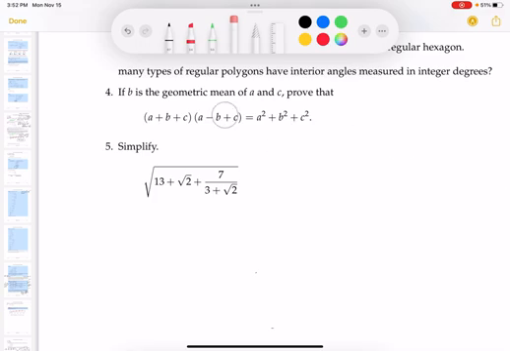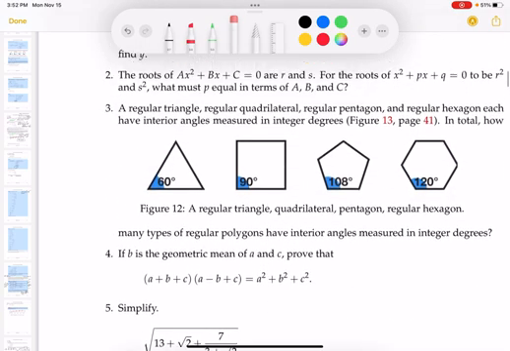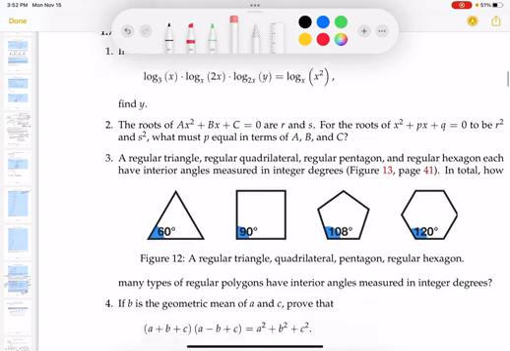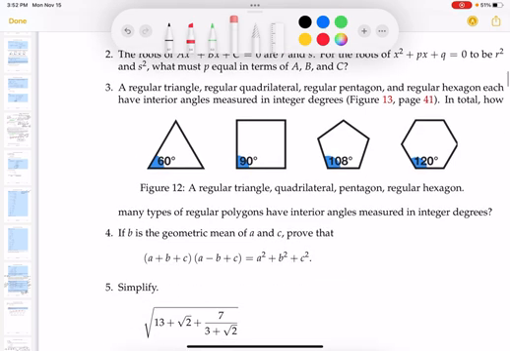And I did 5, right? I did 4. I didn't do 2 and 3 yet, though. So I need to make a decision. I'm going to do 3. Now, I like 3 because I'll be honest with you, a lot of times I can't remember things. But looking at this, it says a regular triangle, regular quadrilateral, regular pentagon, regular hexagon, each have interior angles measured in integer degrees. Then they give you the figure 13, page 41.